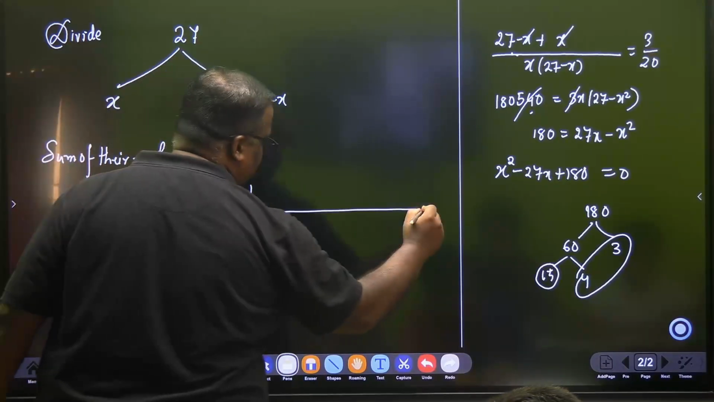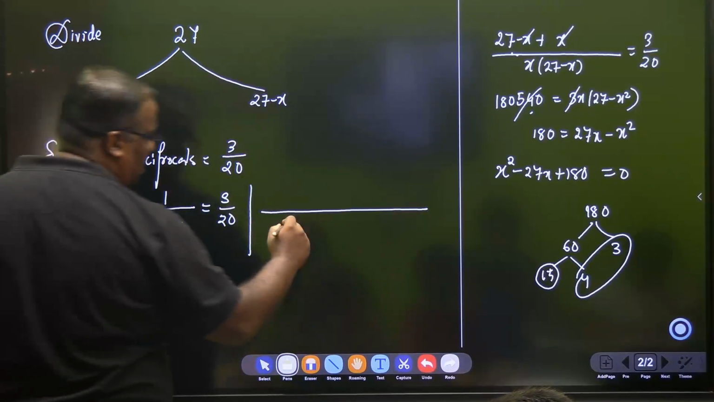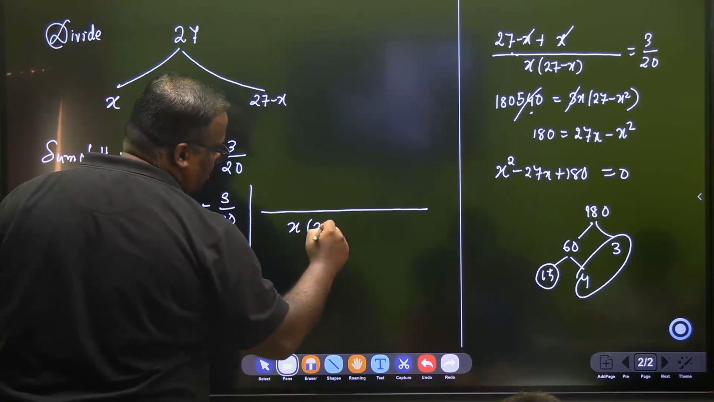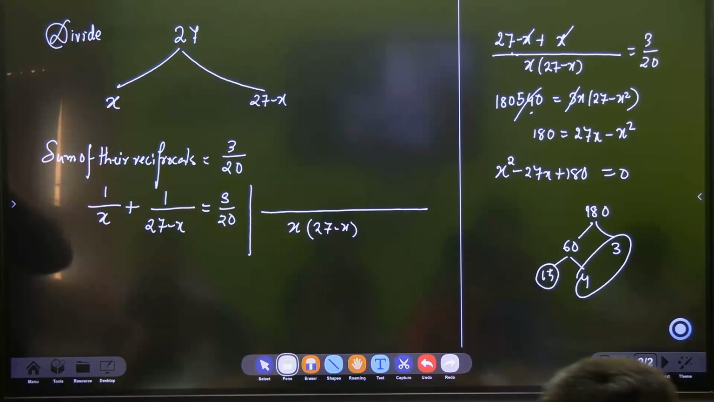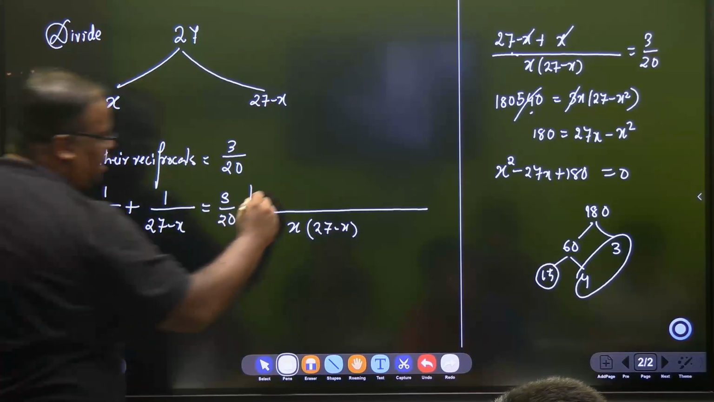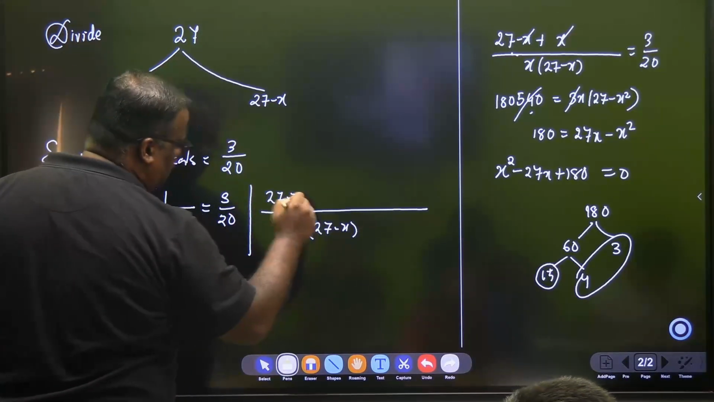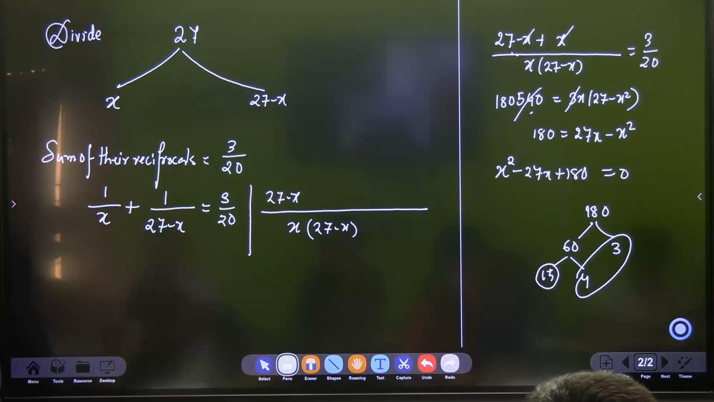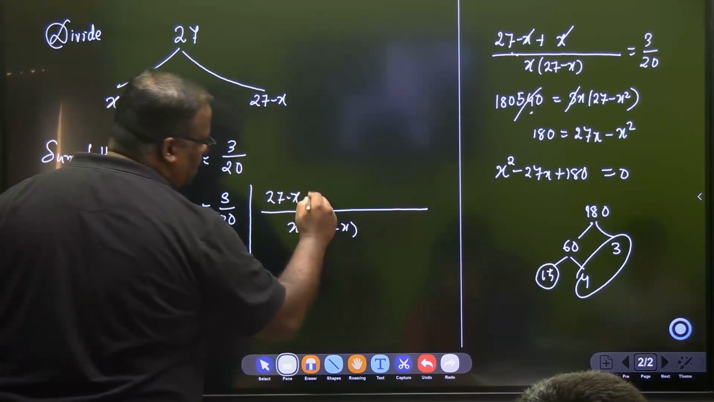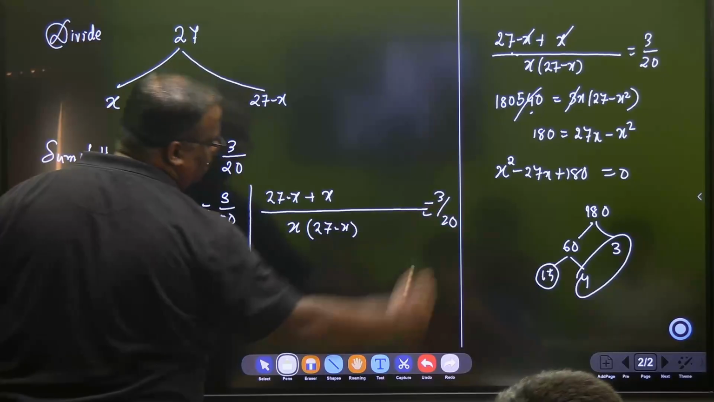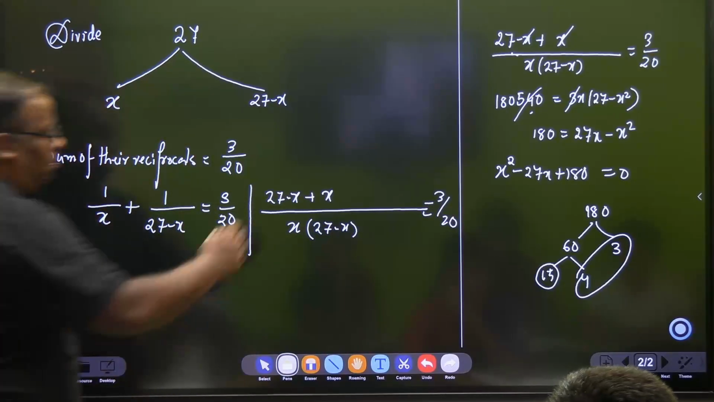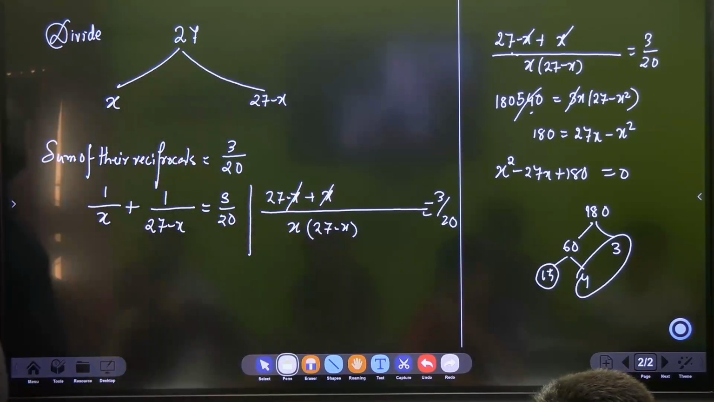What should be the LCM? The LCM should be x multiplied by 27 minus x. Do you have any doubt? This is the LCM. So on the numerator of this side, I would have the 27 minus x. This fellow goes here, right? And this fellow goes here with a plus x. And this whole hodgepodge is 3 upon 20. Agreed? Yeah. So minus x and plus x cancel each other.